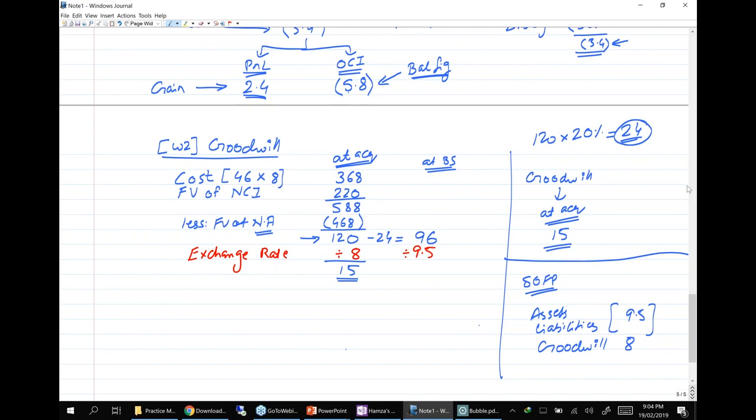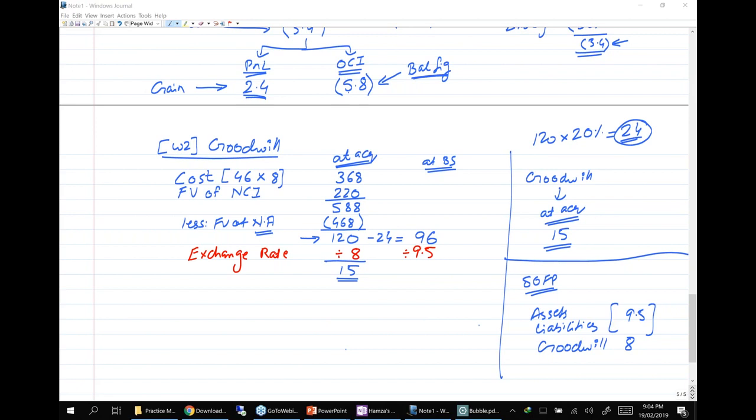Murtaza is saying, does IAS 21 say to remeasure the goodwill at the reporting date? Yes, Murtaza. IAS 21 has two different parts, one relating to foreign transactions and one relating to foreign subsidiaries. In foreign subsidiaries, IAS 21 says that all assets and all liabilities, including the goodwill, should be remeasured at the reporting date.